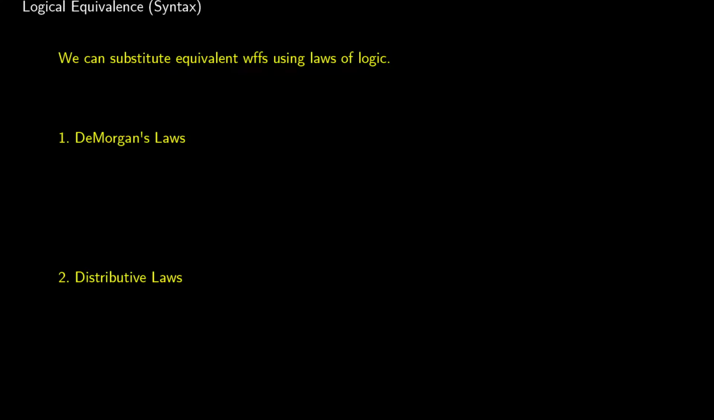Now, we don't always have time to draw out truth tables. Instead, we might want to take a formula and manipulate it without having to evaluate truth. If we know that two well-formed formulas are equivalent, we can make substitutions. The first one is De Morgan's law. De Morgan's law says that if you have not both P and Q, it's logically equivalent to not P or not Q.